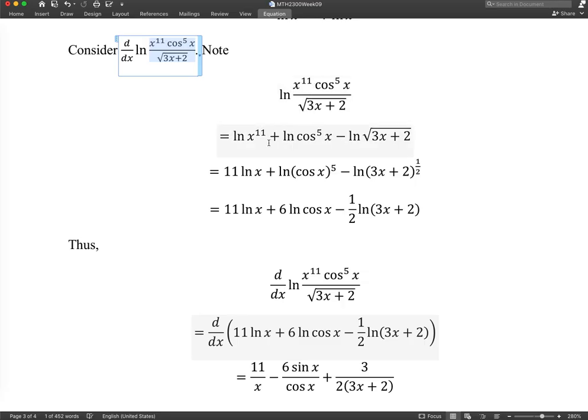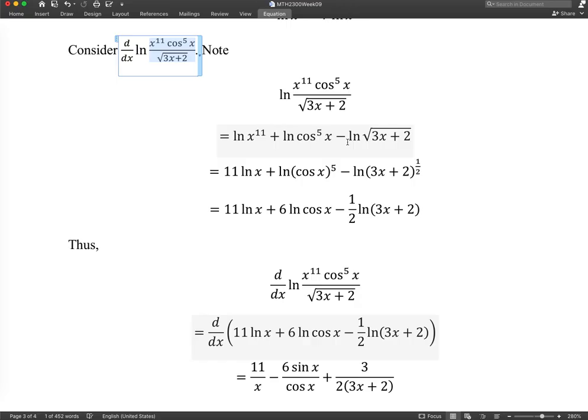I skipped a little bit here. I just say the logarithm of this entire thing can be separated into the sum and the difference of those logarithms. And after converting the product and the quotient to a sum and a difference, at least I hope you understand, now we don't have to deal with the product rule, right? We don't need to use the product rule or quotient rule at all.